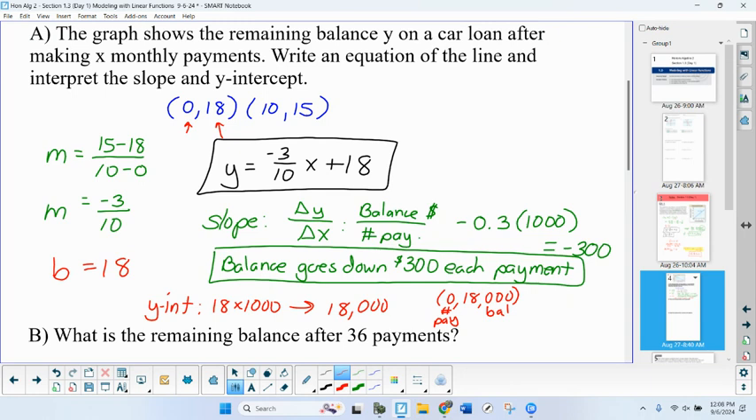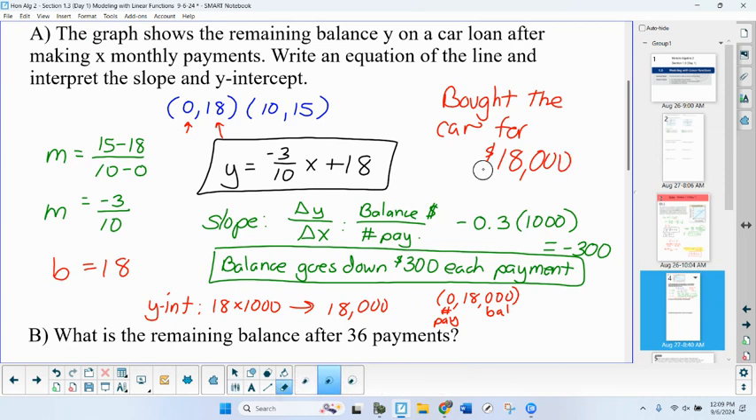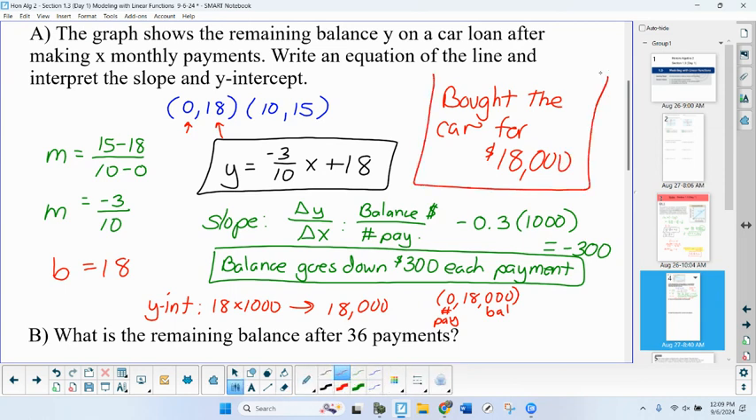What does that mean? If I make 0 payments, that's when I bought the car, right? So when I bought the car, it cost $18,000. That is ugly. All right. What do you guys think about that?